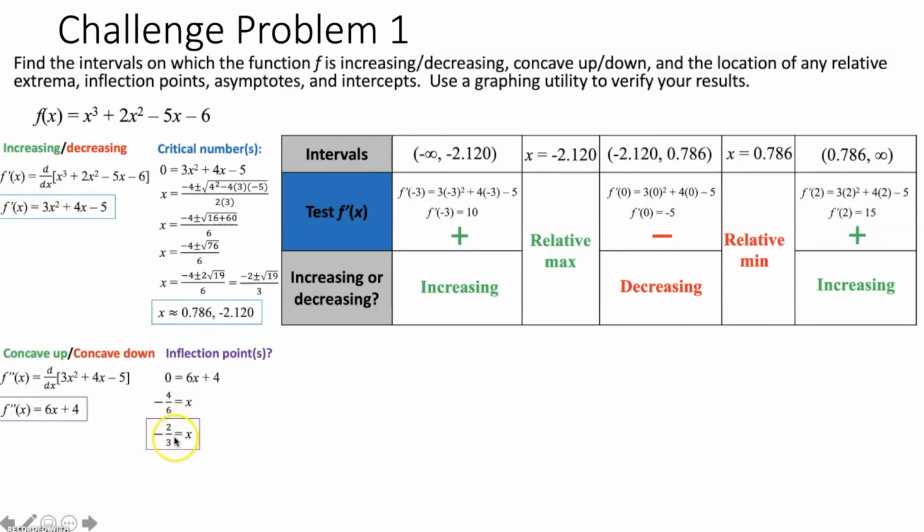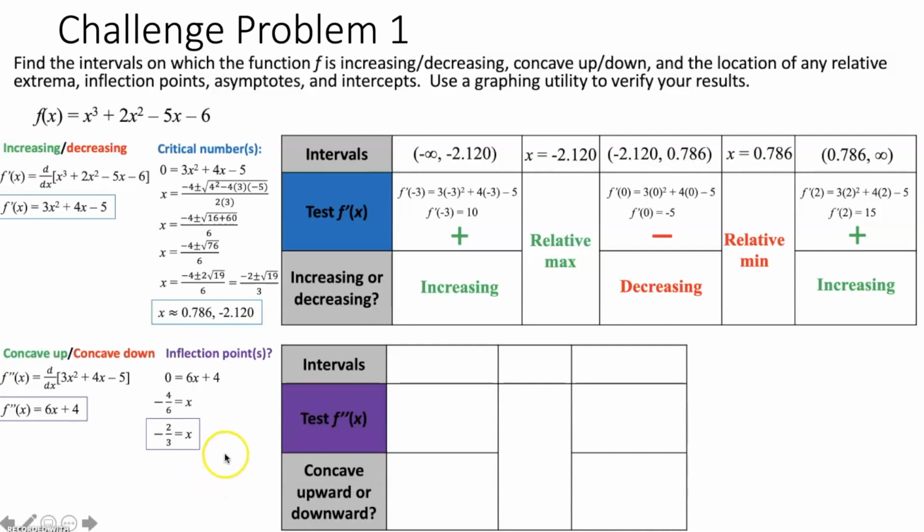Now, why is this important? Because we have to make a sign chart for our second derivative, and we're going to break up the intervals based on whatever our possible points of inflection are. So here we only have one possible point of inflection at negative 2/3. Again, there's no domain restrictions, so our intervals are going to go from negative infinity to positive infinity. And we're only going to break up at our one possible point of inflection at x equals negative 2/3. So our first interval is from negative infinity to negative 2/3. Then at x equals negative 2/3, we have to determine if there's an inflection point there. And then we go from negative 2/3 to positive infinity.